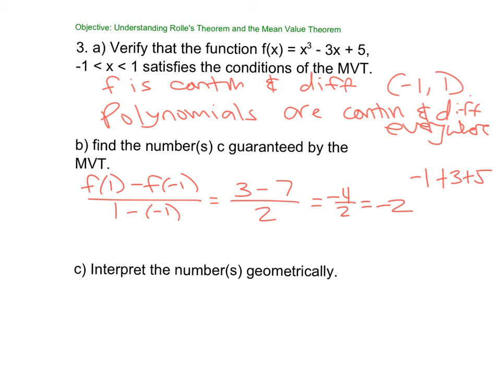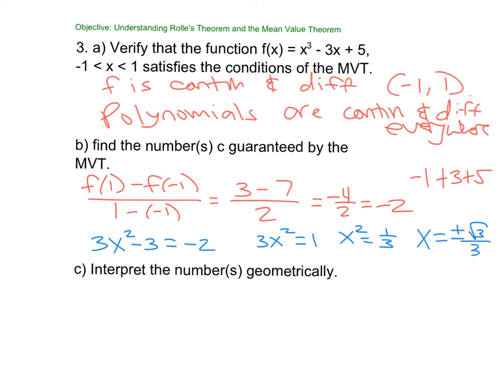So I'm going to take the derivative, 3x squared minus 3 equals -2. 3x squared equals 1. X squared equals 1/3. So x equals plus or minus √3 over 3. So those are my numbers guaranteed. So geometrically, at x equals √3 over 3 and -√3 over 3, there's going to be a parallel tangent line to the secant line. Right?